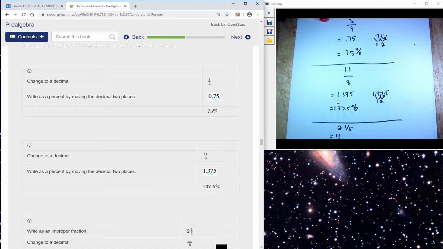Next one here I have 11/8. I divide that out to be a decimal, and I shift my decimal place over 2 places to the right. Then I put my percent sign in, and I have 137.5%.